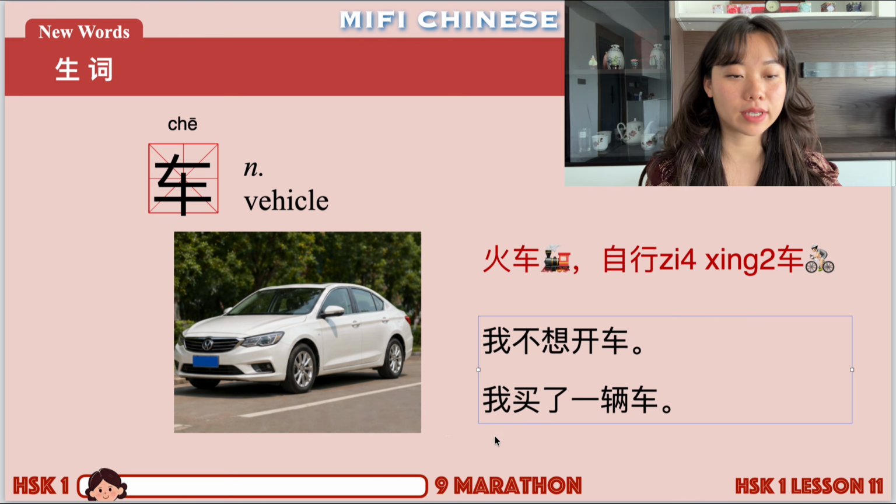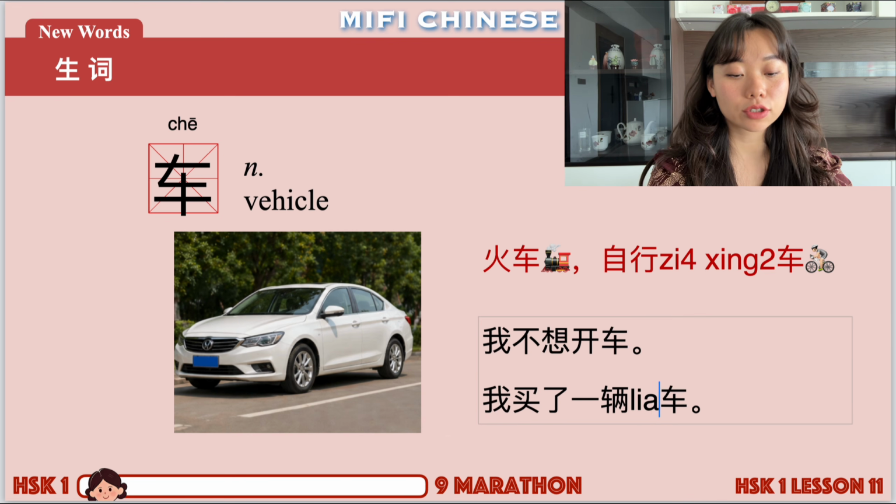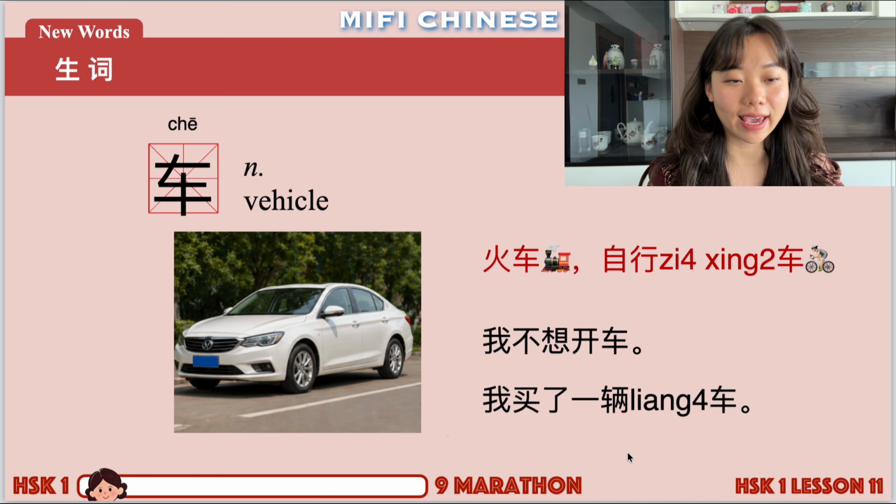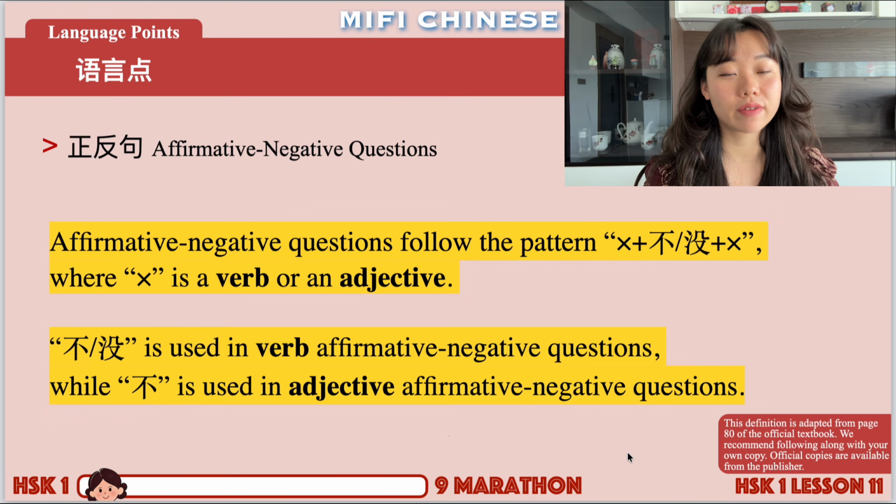And then you can also say 我买了一辆车. Fourth tone. 我买了一辆车. So here, 辆 is the specific measure word for 车. 我买了一辆车. I bought a car. Okay, very good. So that was all the vocabulary.